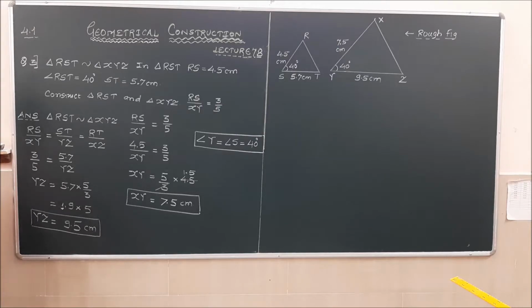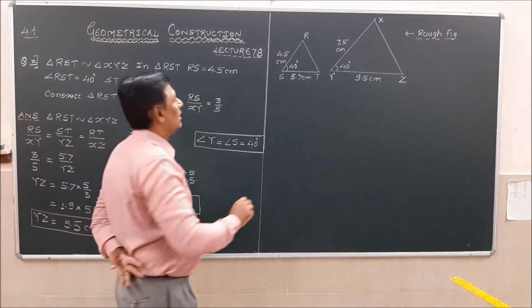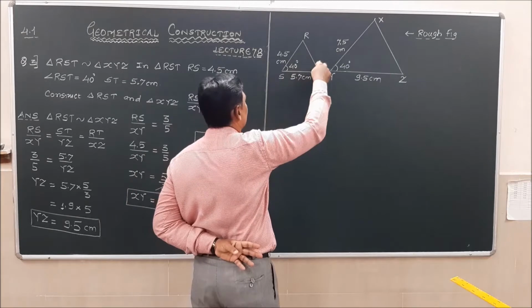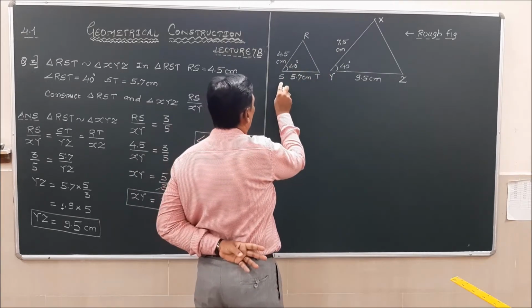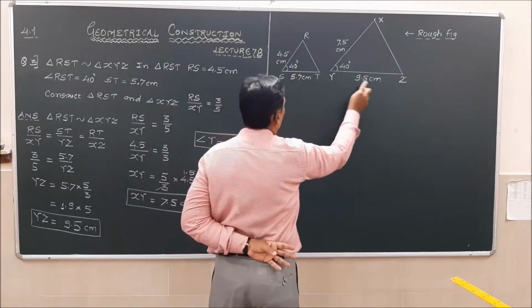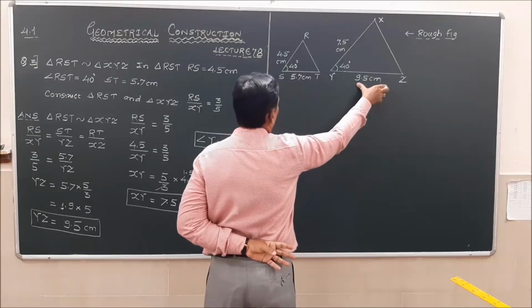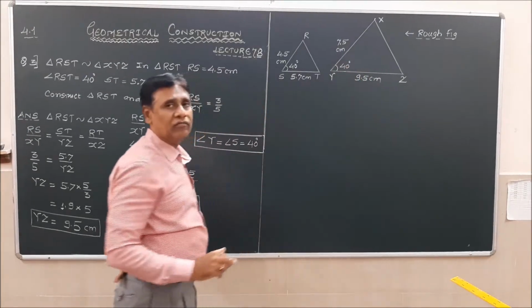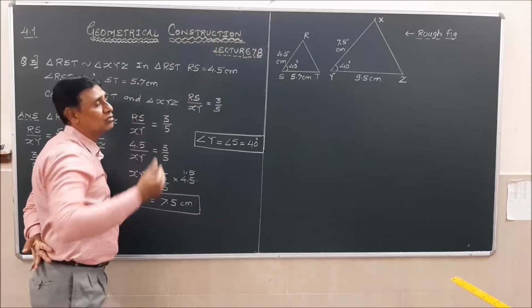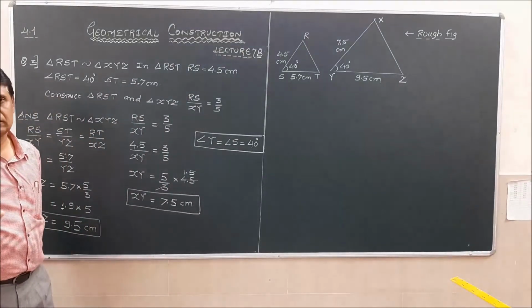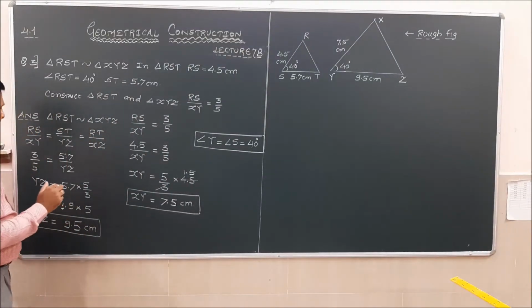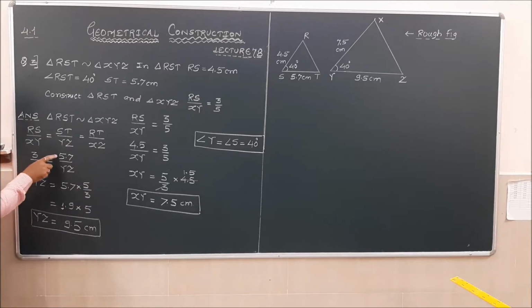Why do we have to find out YZ? If I draw a rough sketch of RST, I know ST and YZ. So I have to draw YZ. I have to take an angle of 40 degree. Then I have to construct X. So you will find 3/5 is equal to 5.7 upon YZ.